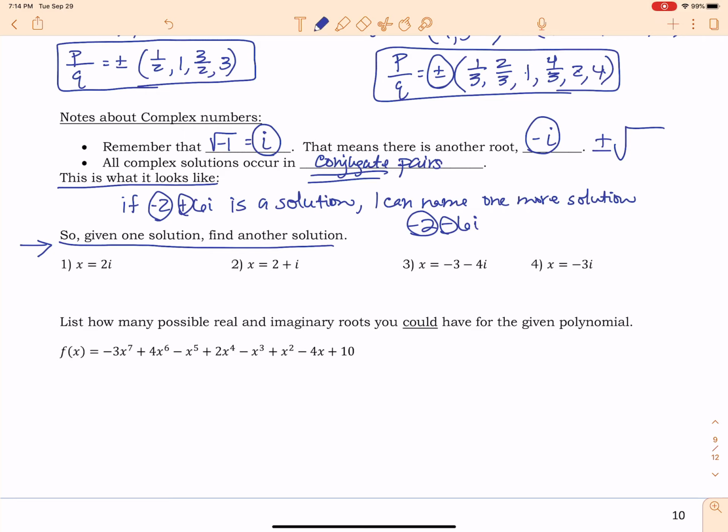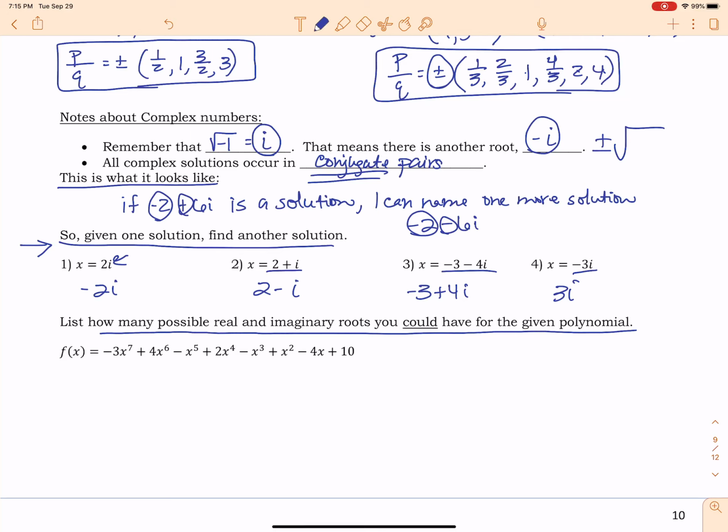So if one of your solutions is positive 2i, then another solution is negative 2i. If one of your solutions is 2 plus i, another solution is 2 minus i. If one of your solutions is -3 minus 4i, you guessed it, one of your other solutions is -3 plus 4i. If one of your solutions is -3i, another solution is positive 3i. So hopefully you understand that the i's come in pairs just like your i's. All right? So list how many possible rational and imaginary roots you could have for a given polynomial.